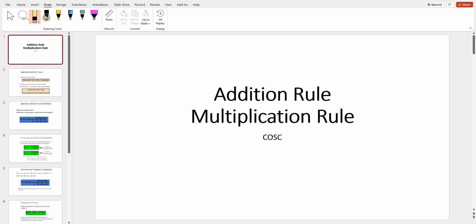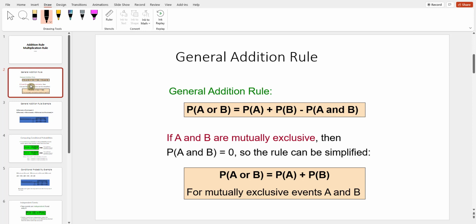In this video, I will talk about the addition and multiplication rules. The general addition rule says the probability of A or B is equal to the probability of A plus the probability of B minus the probability of A and B. If A and B are mutually exclusive, then the probability of A and B is 0. So the rule can be simplified into the probability of A or B equal to the probability of A plus the probability of B. We use the addition rule when we're dealing with A or B.